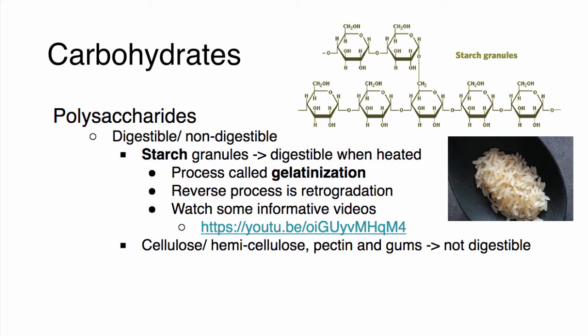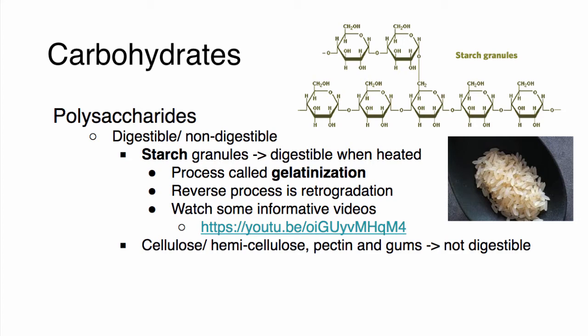Now, this process can reverse a bit. If you think of rice that you've cooked and then put in the fridge, it goes through a process called retrogradation, where it becomes a little bit harder again. And there's a cool, informative YouTube video that you can link from the PDF to watch about gelatinization and learn more about starch granules.